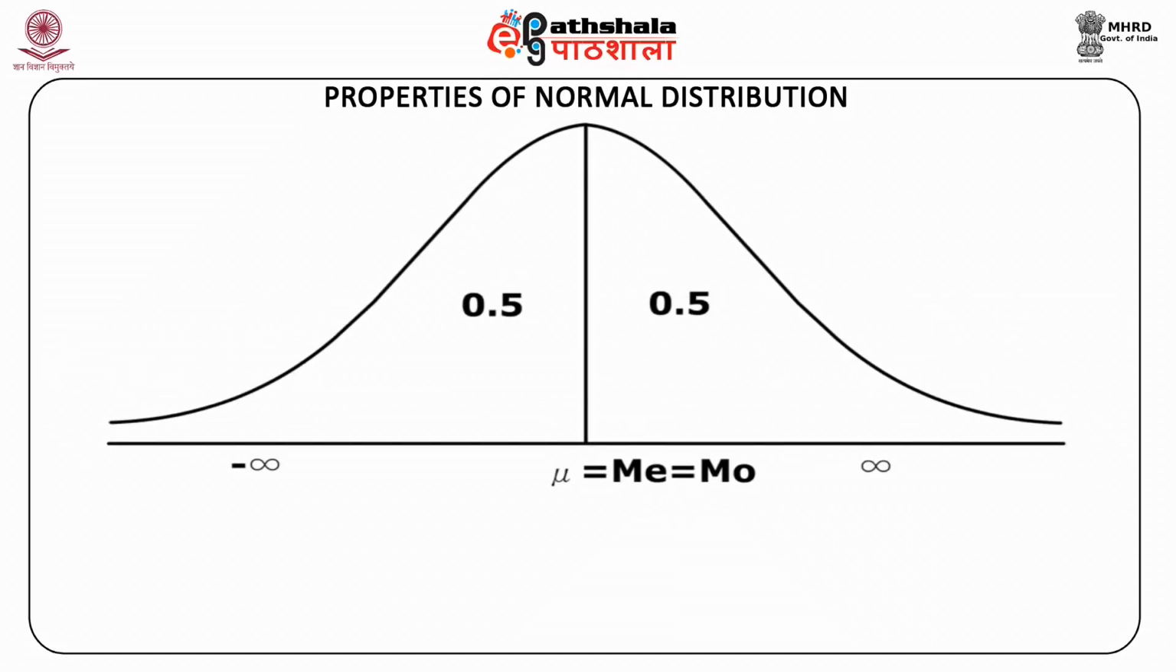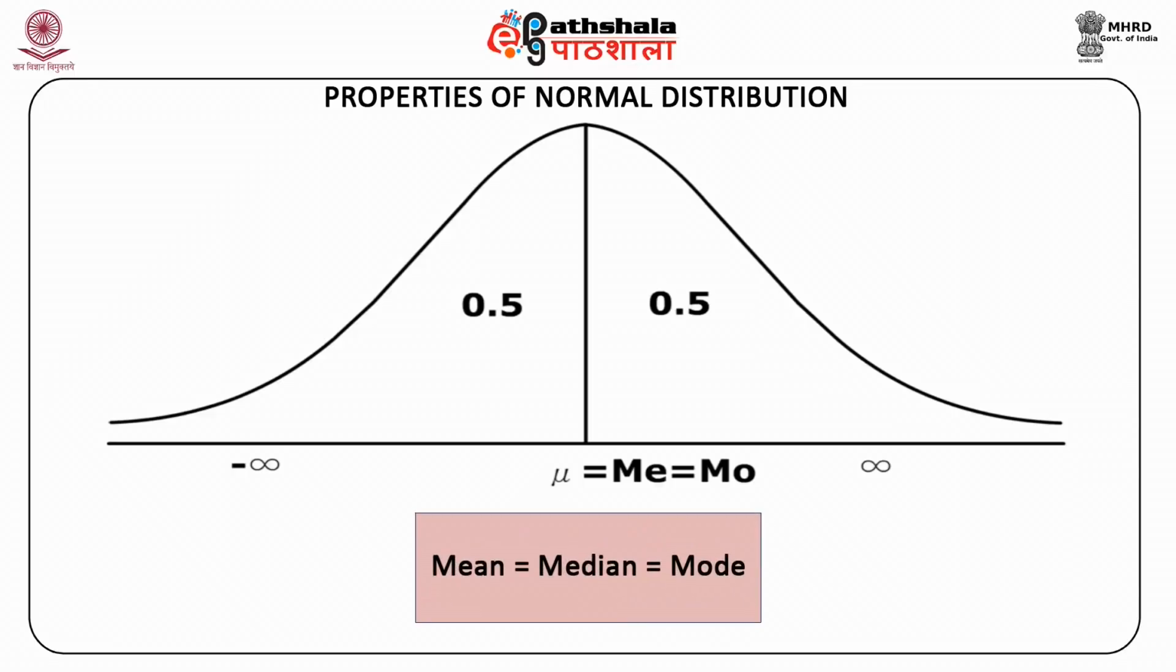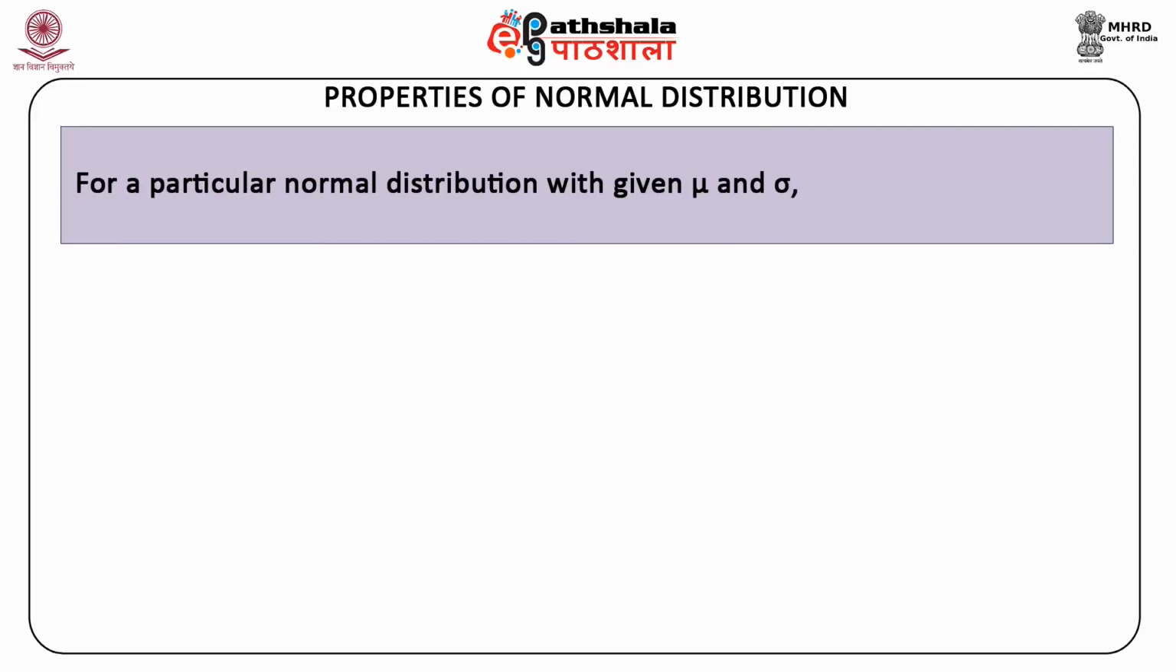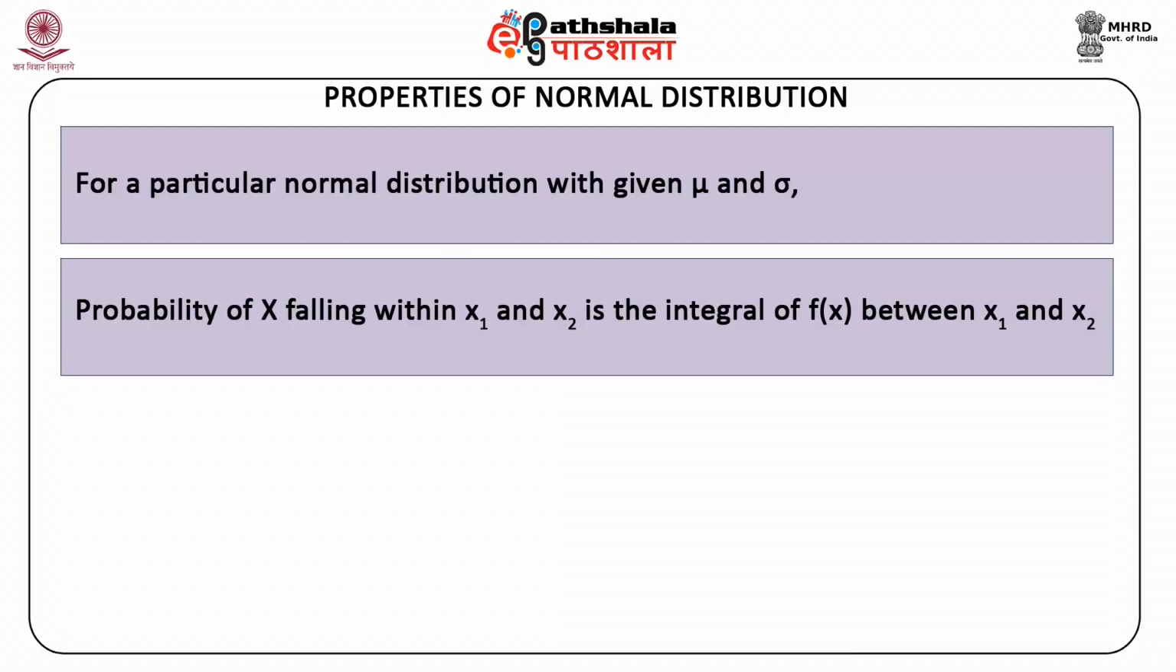The fifth property is that, due to being symmetric, the mean, median and mode of a normal distribution coincide. Mu is equal to median is equal to mode. This is illustrated in the figure as well. Moving on to the sixth property, for a particular normal distribution with given mu and sigma, the probability of x falling within x1 and x2 is the integral of f(x) between x1 and x2.